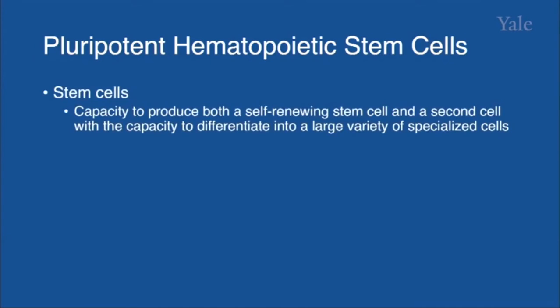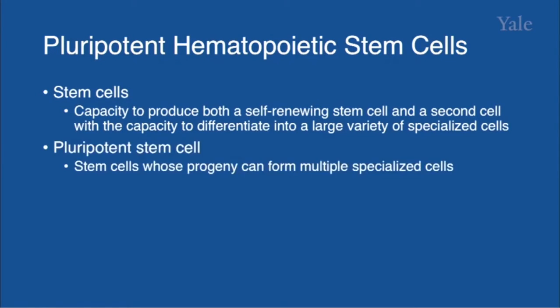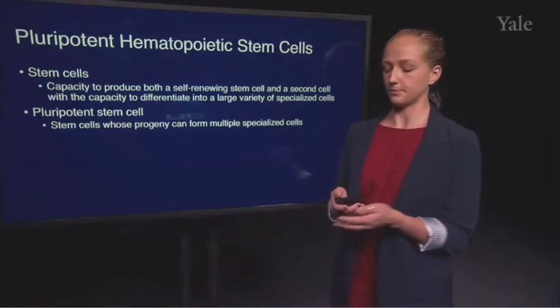So stem cells are cells that have the capacity to produce both a self-renewing stem cell as well as a second cell that has a capacity to differentiate into a large variety of specialized cells. Now, pluripotent stem cells have a little bit more specific of a definition, such that they are stem cells whose progeny, so for example, that second cell, can form multiple specialized cells. So the cells that a pluripotent stem cell's progeny can make are more defined relative to a general stem cell.